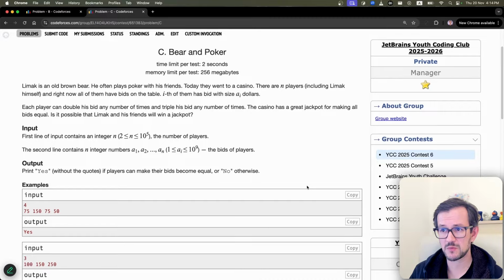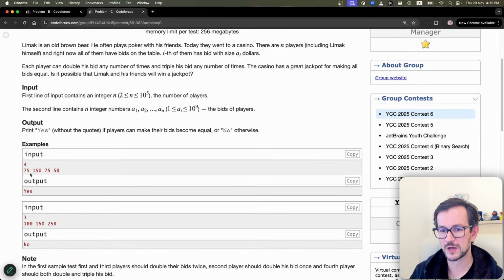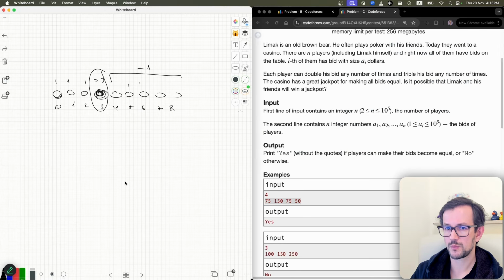Oh, C is an interesting mathematical problem actually. So here finally you need to think. We have some numbers and we want to make them equal by multiplying them by 2 and 3. So we can double the number or we can triple the number, and we want to make all the numbers equal by applying these operations. How do we do it?